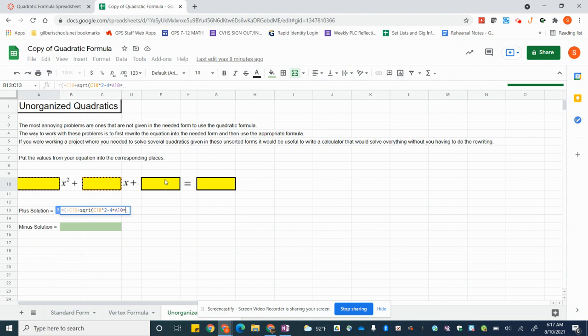So c is not just going to be this third box. It's actually going to be the third box minus the fourth box. So notice how I had to put that in parentheses, because when we subtract those, that's going to be our C value.